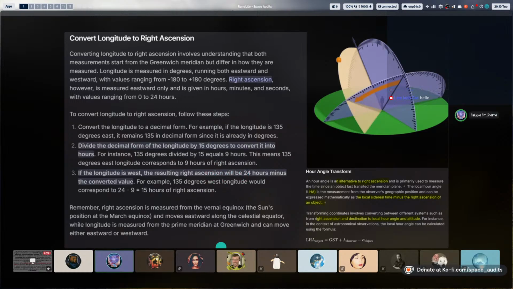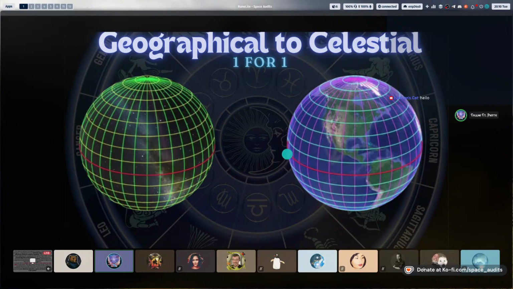So it's all interconnected, essentially. It's all interwoven and interchangeable and back and forth.